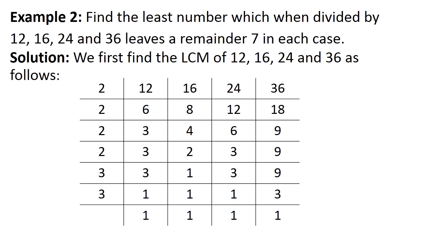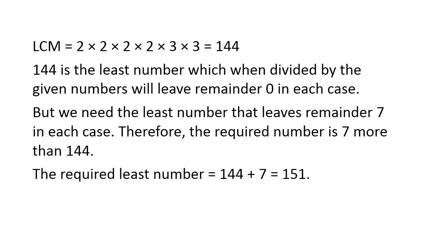Now with 3, 3 1s are 3, 1 as it is you will write, 3 1s are 3, 3 3s are 9. Now with 3, 1 as it is you will write, again 1 as it is, 1 as it is, and 3 1s are 3. LCM is equal to 2 multiplied by 2 multiplied by 2 multiplied by 2 multiplied by 3 multiplied by 3 is equal to 144.